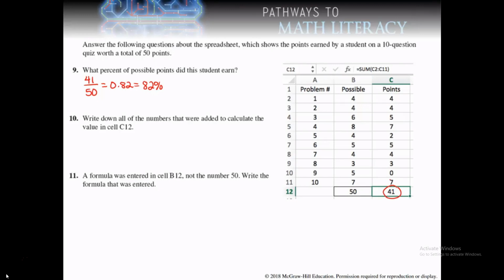In 11, a formula was entered in cell B12. They wouldn't have actually typed the number 50, they would have typed a formula. What would it have been? Well, they wouldn't have sat there and said to add all of those numbers together. They would have used the sum command, which is much quicker in Excel. So that would be equal sum parentheses, and then to tell it to add that entire column together, we just need to tell it the first and the last. So B2 and B11. I would say B2 colon B11 and then close the parentheses.